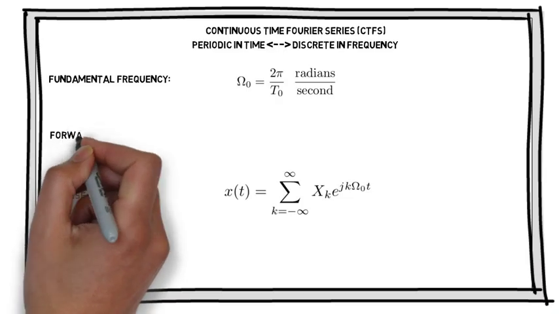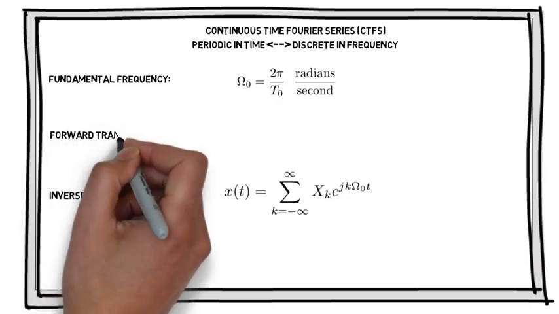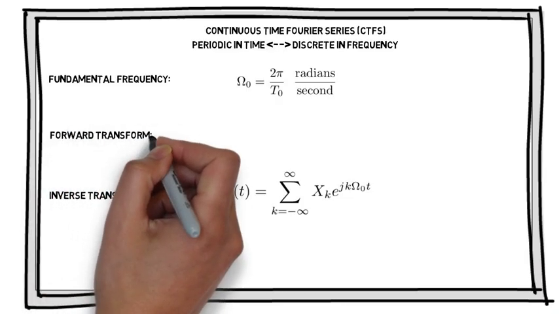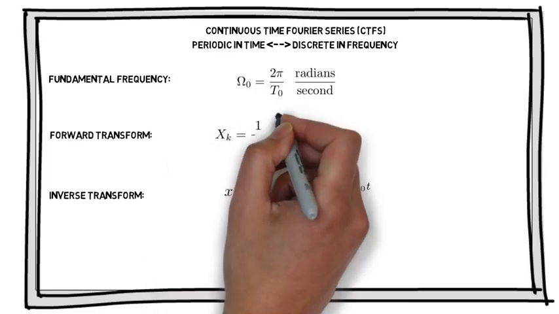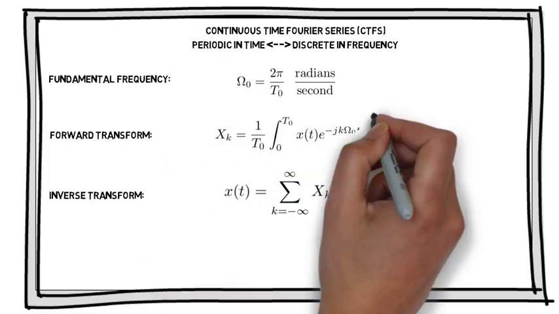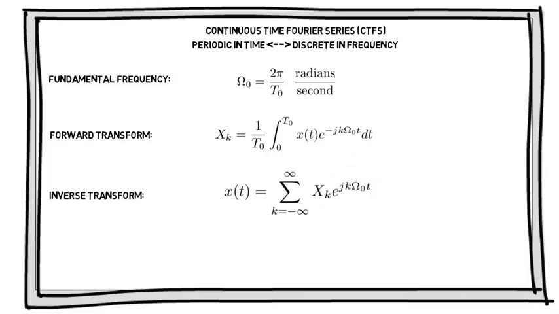He also showed that we can get those Fourier series coefficients, the x sub k's, by something that we now call the forward transform. That is to say, by multiplying x of t times e to the negative jk omega naught t, the complex conjugate of e to the jk omega naught t, and integrating over any complete period, for example, from 0 to t0, or from negative t0 over 2 to positive t0 over 2, or any other complete period, and then normalizing, multiplying by 1 over t0.